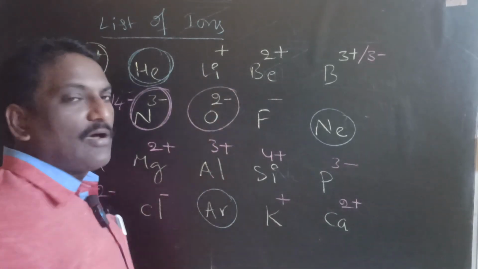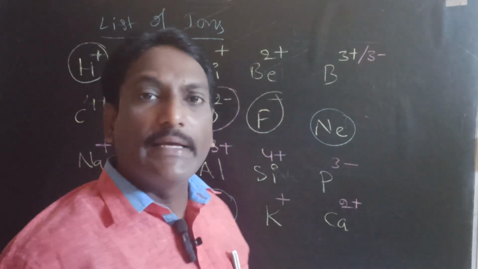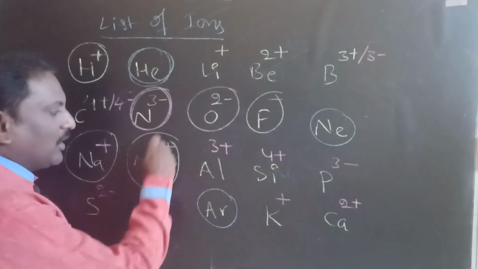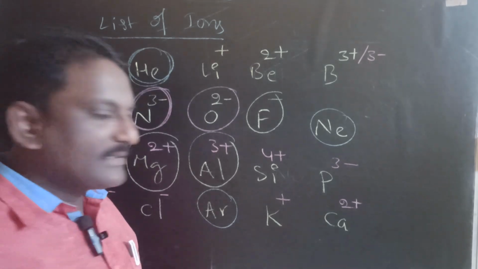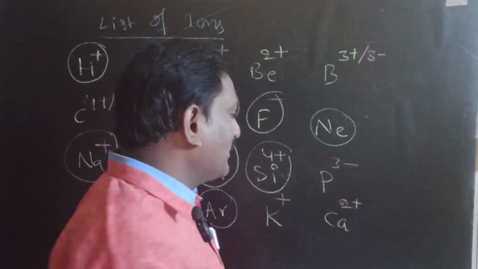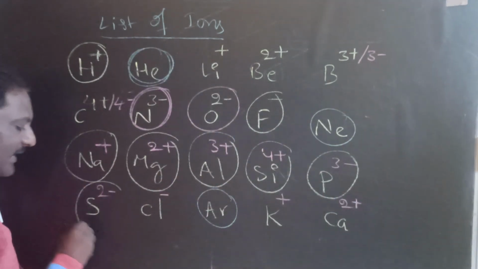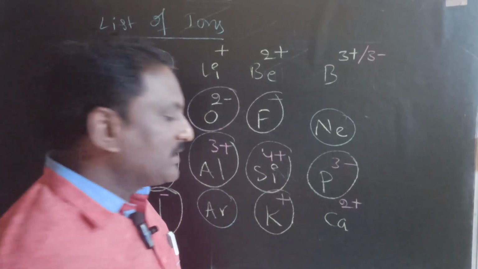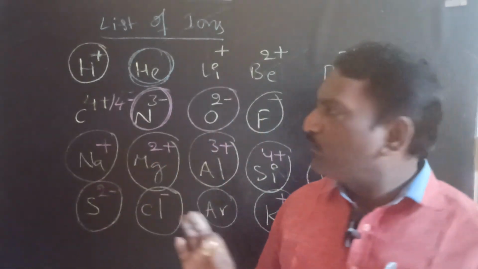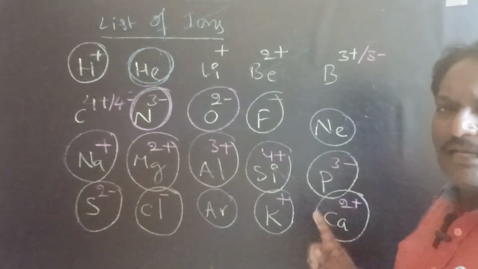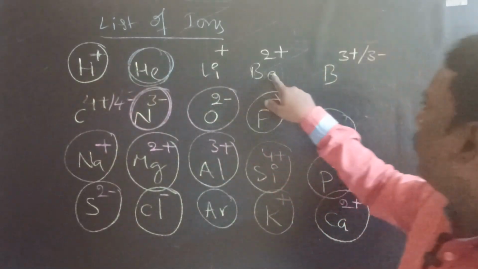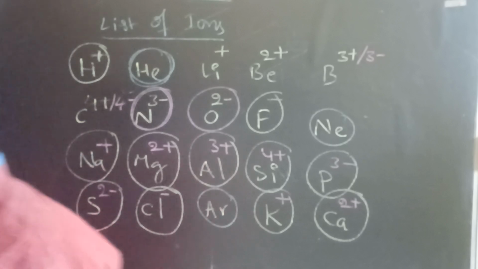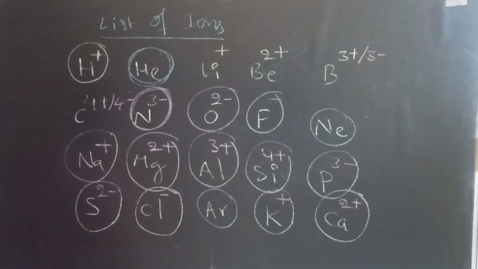Next one, O2 minus, oxide ion. Next, F minus, fluoride ion. Next, sodium, Na plus. Magnesium, Mg2 plus. Aluminium, Al3 plus. Silicon, Si4 plus. Phosphide ion, P3 minus. Next one, sulfide ion, S2 minus. Chloride ion, Cl minus. Potassium ion, K plus. Calcium ion, Ca2 plus. So these are the ions in elements 1 to 20. Very important: these are all considered simple ions because they consist of only one atom. Let us look into ions in more detail. I would like to give more ions, so copy these all.